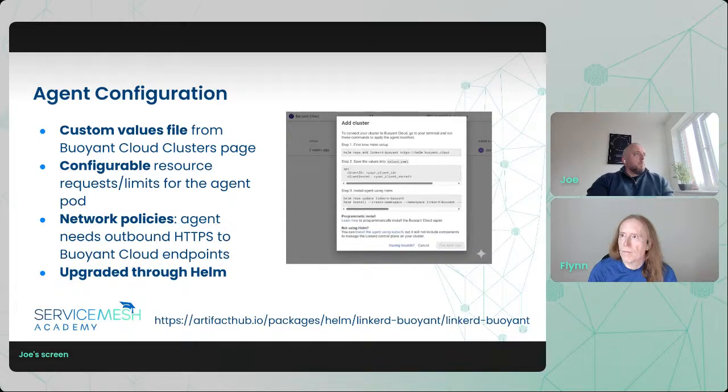Okay, so that's kind of an extension from the previous slide. The agent configuration has a custom values file. It's configurable, so you can set things like resource requests and limits for the agent pod if you need to. The agent, as we mentioned before, doesn't receive connections. It's a push mechanism, so the agent does need outbound HTTPS access to the Buoyant Cloud endpoints, which is important for any teams who've got really strong constraints on those egress boundaries. And again, just touching on the Helm point, it's obviously upgraded via Helm.